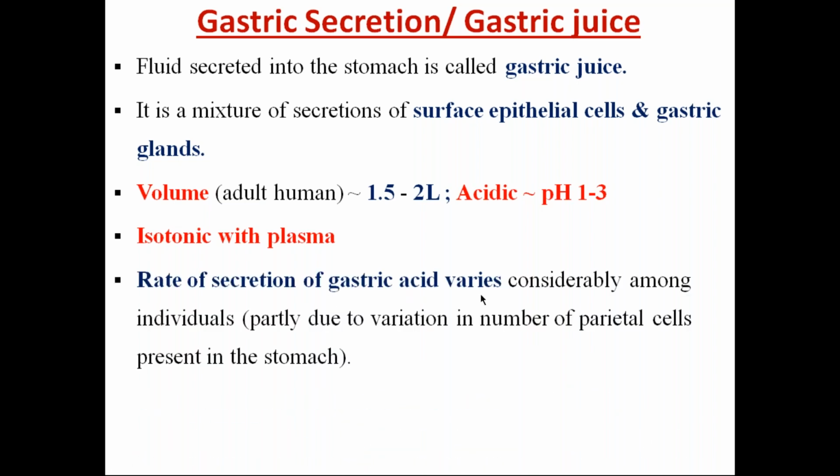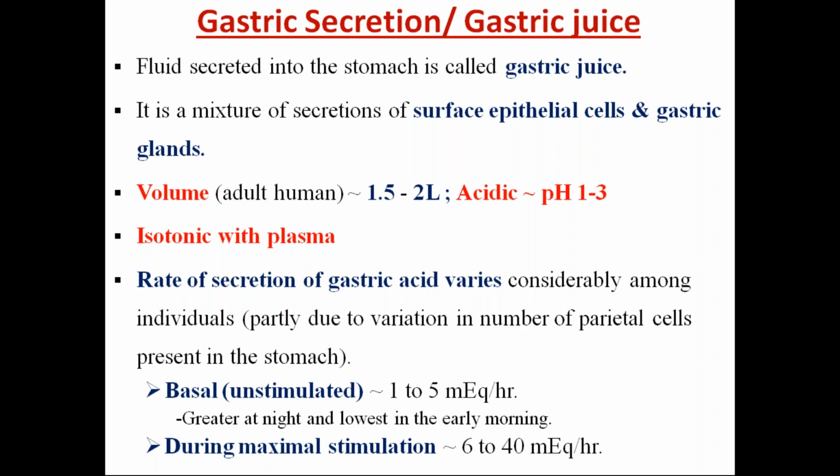The rate of gastric acid secretion would vary considerably among individuals, and this is partly due to the variation in the number of parietal cells present in the stomach. In the unstimulated state, when the stomach is in the interdigestive period, or it is a fasting stomach, you have not eaten anything during the night hours. So that is your basal state. When there is a gap of 8 hours to 10 hours, that is basically the basal state.